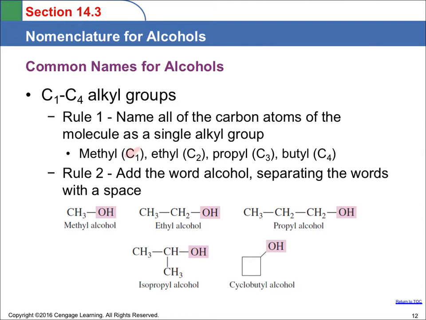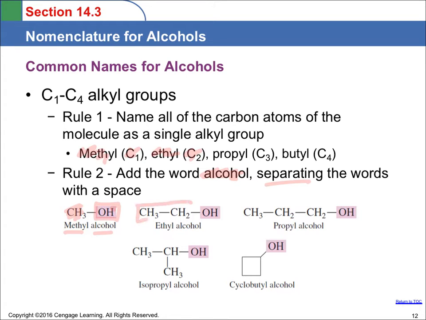So if it's 1 carbon, it's a methyl group, 2 carbons, ethyl, and so on, just like we've seen when we talk about substituents. Then what we do is we add the word alcohol to the ending, as usually it's written as a separate word. So here we have the OH group with 1 carbon. That 1 carbon we consider the methyl, so methyl alcohol.